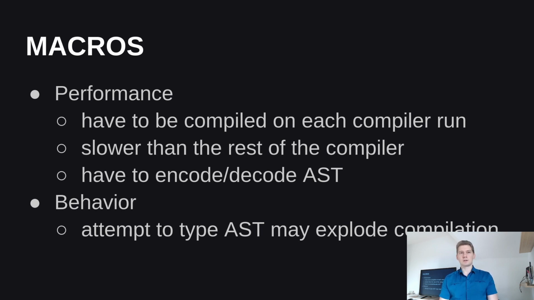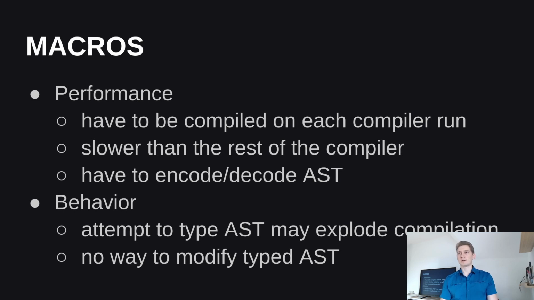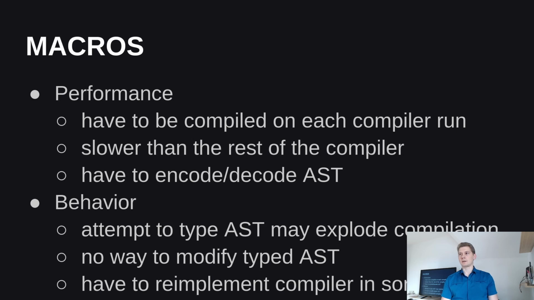Also, as I mentioned, you cannot affect typed syntax tree in the macros, and that's what you would want to do if you're implementing, for example, coroutines, or maybe if you want to implement a tail call optimization in macros. It will be much harder for you because you have to re-implement parts of the compiler in macros to get sufficient information about the syntax tree. And that's where plugins come to the rescue.